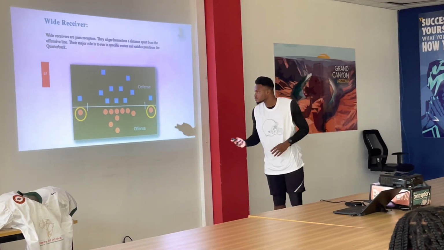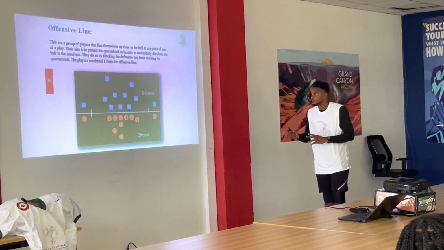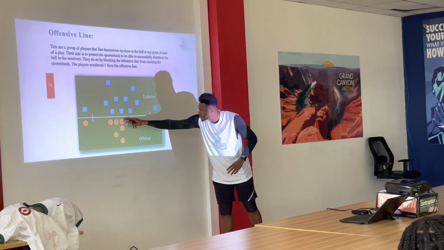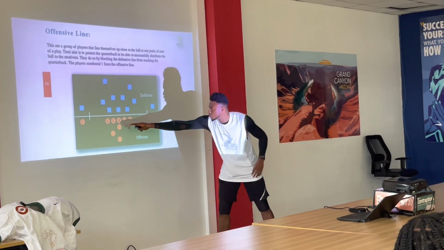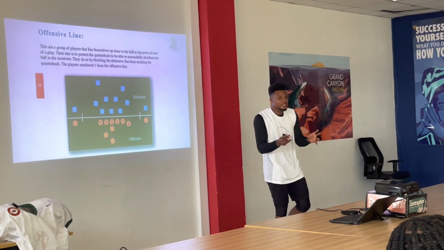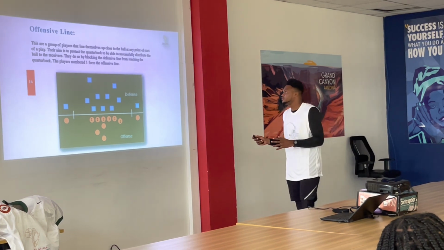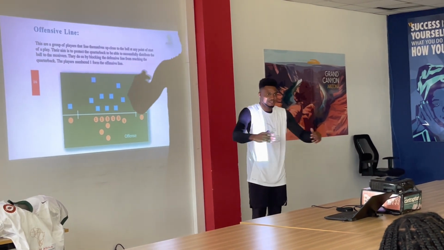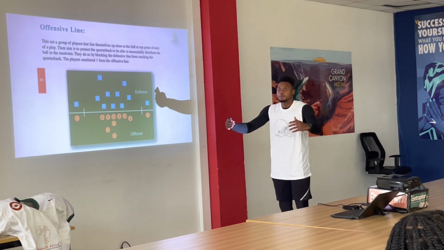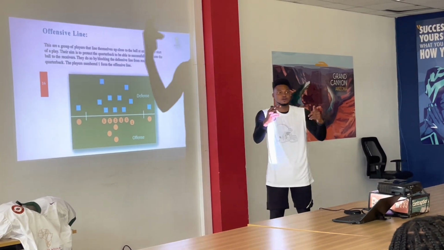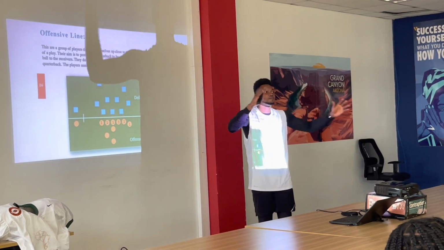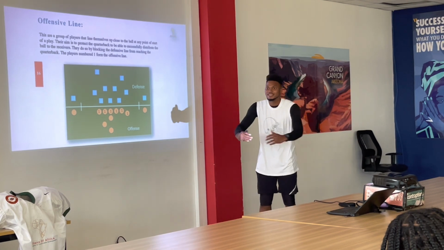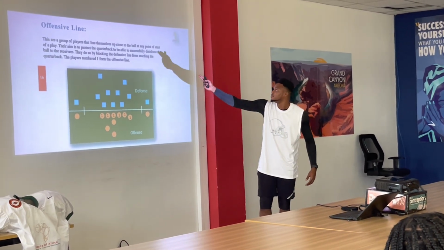Offensive line. The offensive line is a group of players. So when you look at this side, look right here, collectively they are known as the offensive line. They align themselves in such a way that they shield the quarterback from being attacked. Because remember, I told you the quarterback distributes the passes. So for him to be able to distribute the passes, he needs a shield. That shield is being provided by the offensive line.